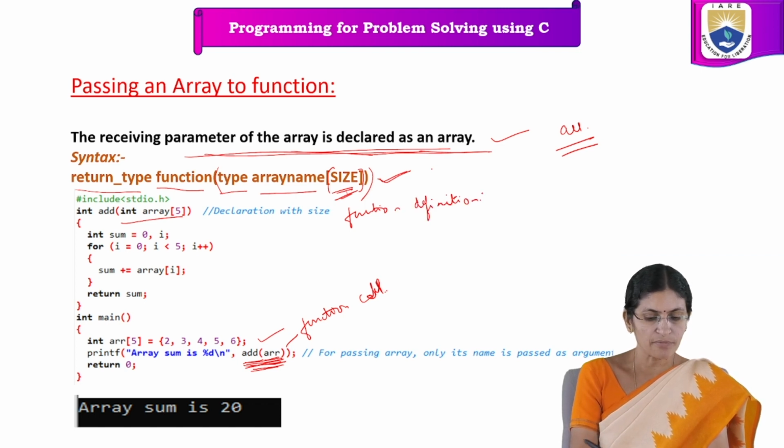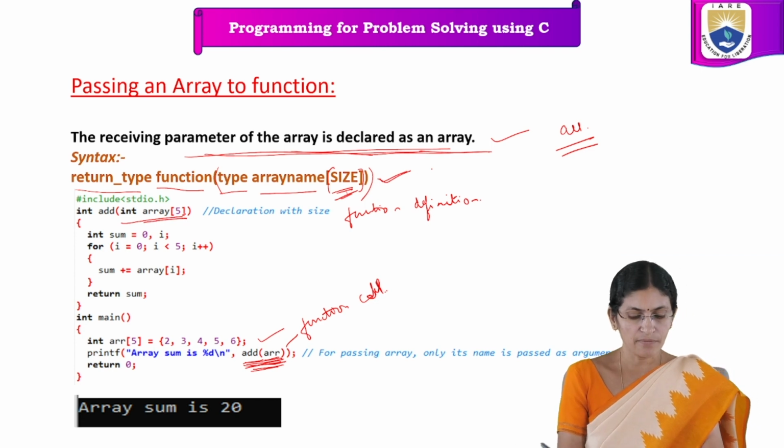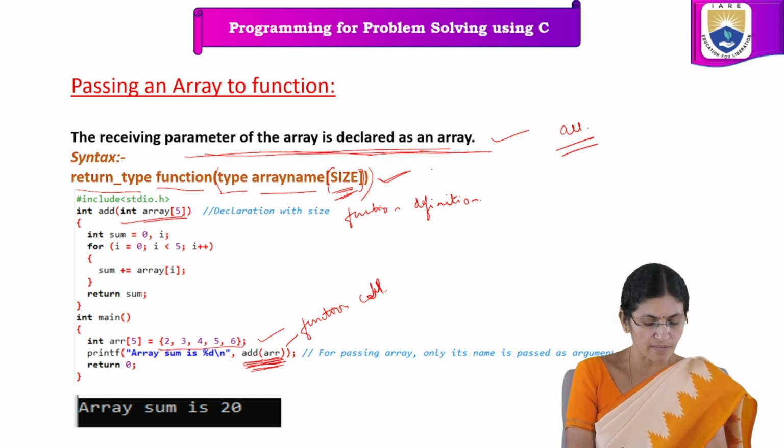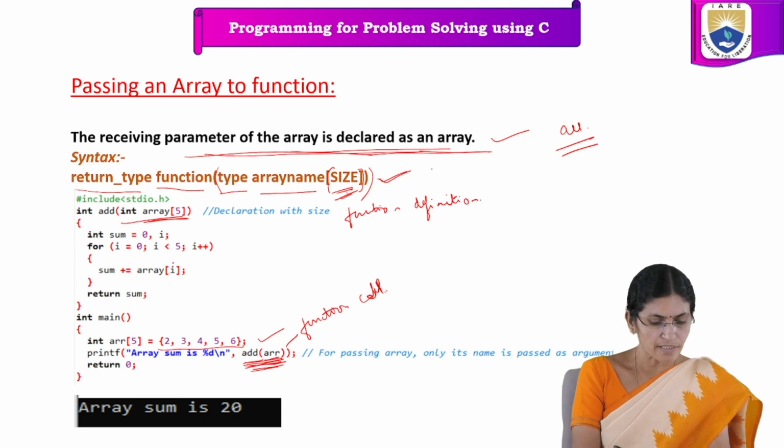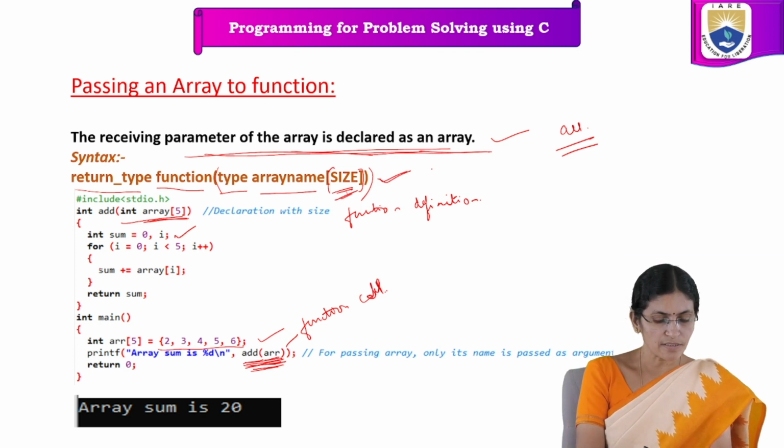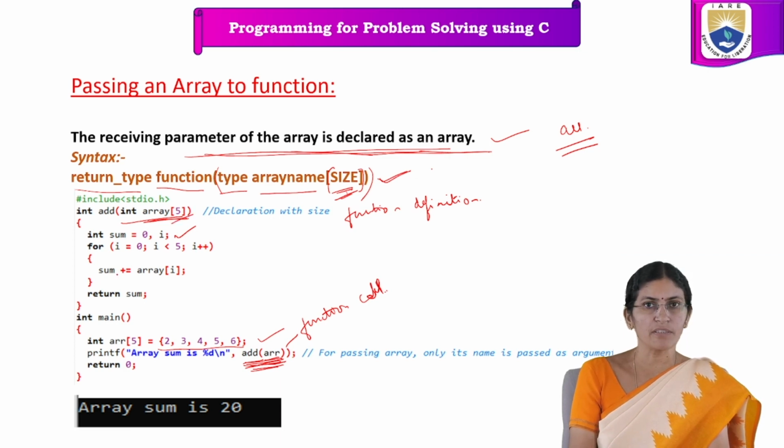In the function definition, we are declaring an array with the same size, whatever the size is here. Inside the function definition, we have declared variables sum and i. So sum is equal to 0. Then this loop is repeating for 5 times.